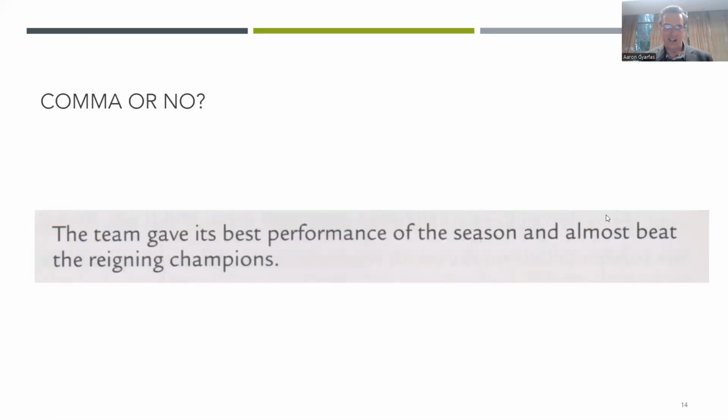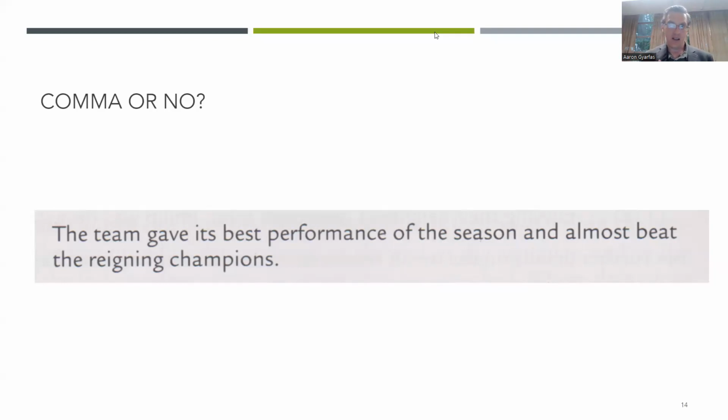What about here? Is a comma necessary, optional, or perhaps you shouldn't have a comma? Okay, I hope you had time enough to read it. If not, pause the video. In this case, we have one subject, the team. We have two verbs, the team gave, and the team almost beat the reigning champions.